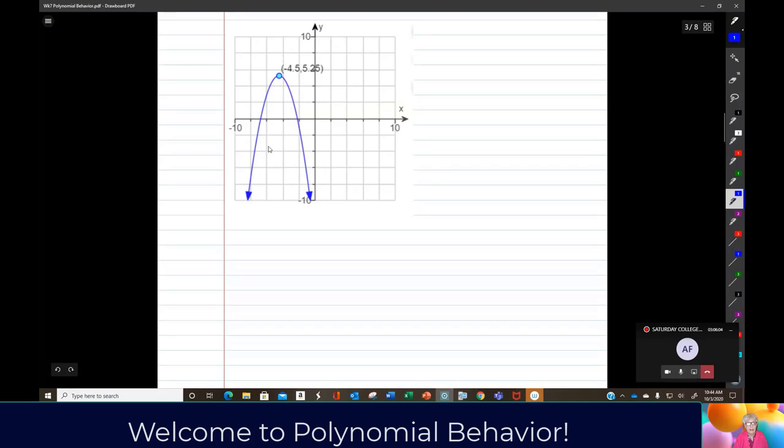Here we've got a relative maximum that is also an absolute maximum. But in the book, they're calling it a relative maximum point, and the relative maximum value is 5.25. Notice that on this side we're increasing, and on this side, we're decreasing.